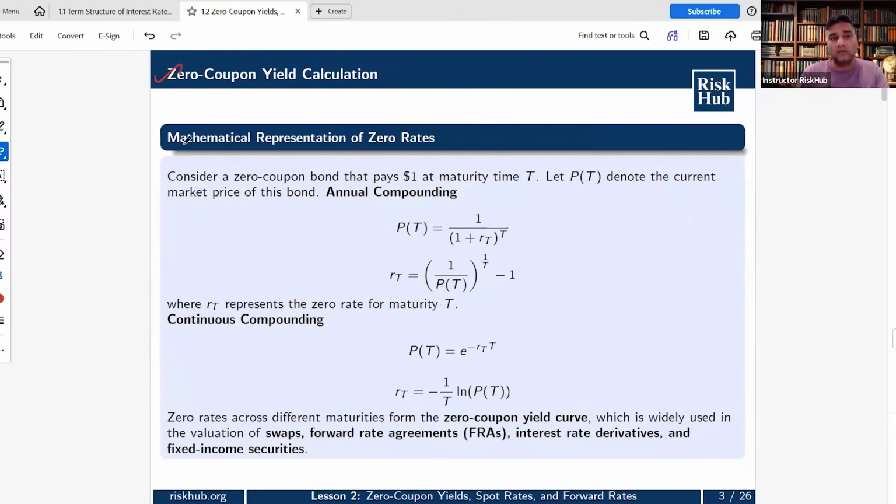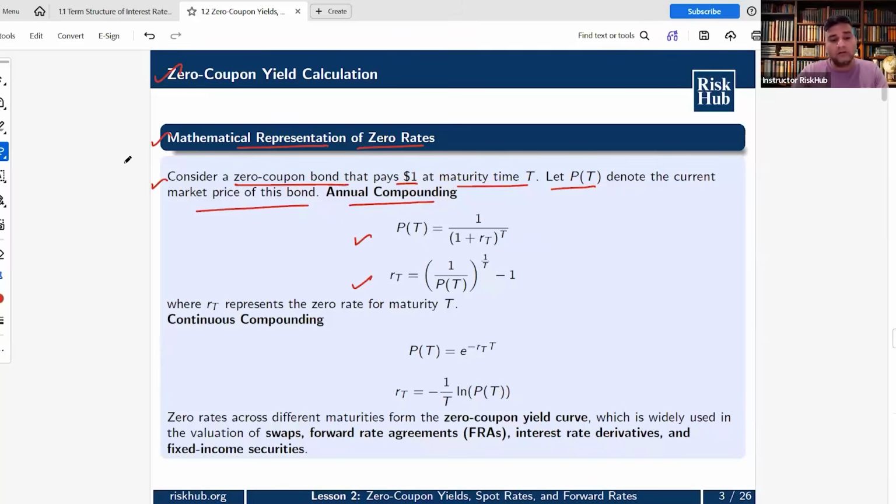And the next one is the zero coupon yield calculation, the mathematical representation of zero rates. Consider a zero coupon bond that pays $1 at maturity T. P(T) denotes the current market price of this bond. Annual compounding is this. The slide converts between the price of a zero coupon bond and the zero rate under different compounding conventions. T is maturity measured in years. P(T) is today's price of a bond paying $1 at time T, also called the discount factor for maturity T. R sub T is the zero rate for maturity T. Exponential e is the constant 2.71828, the pace of natural growth. Ln is the natural logarithm, the inverse of the exponential.